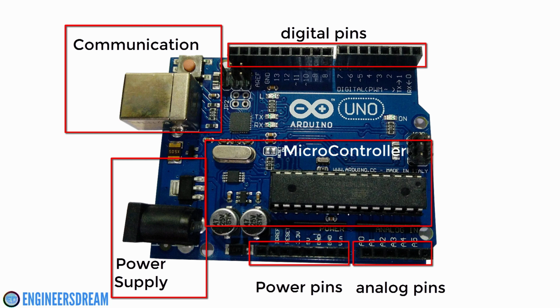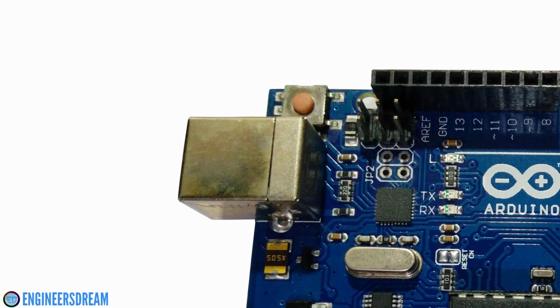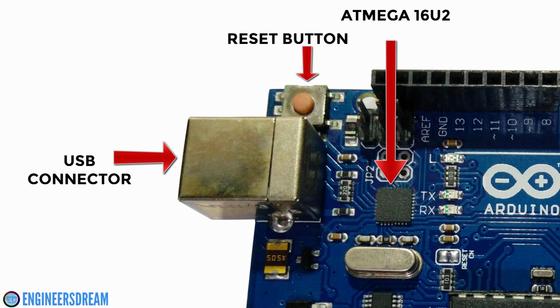Now, for explaining the Arduino Uno, I'll first divide it in 6 different parts. You can see these parts in front of your screen. I will start explaining from this top left part over here. I basically call this part as the communication part. This part mainly consists of a USB connector, a reset switch and an Atmega 16U2 chip.